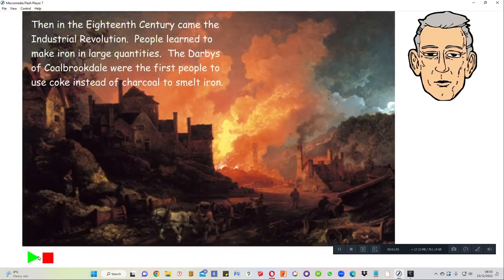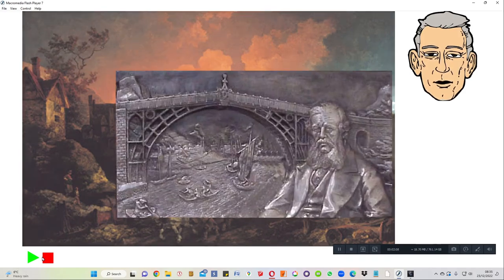Then in the 18th century came the Industrial Revolution. People learned to make iron in large quantities. The Darbys of Colebrookdale were the first people to use coke instead of charcoal to smelt iron.